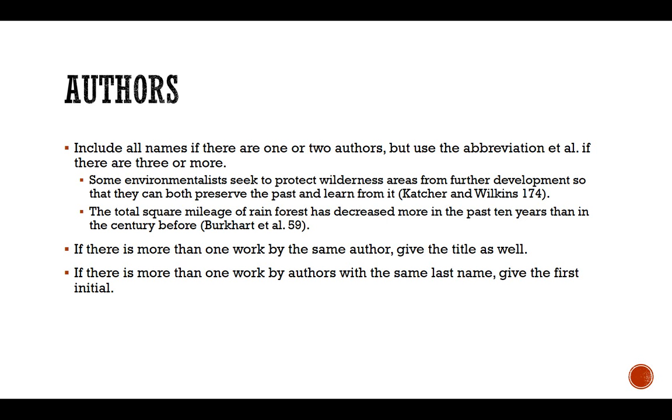If you have one or two authors, you include one or two names. So if you have two authors, it's name and name. If you have more than two, you can use the abbreviation et al, et space al period, and that just means and others. Now in your actual works cited entry, you will have a list of all the authors, even if it's 7 or 8 different names, but in your paper, you only name the first one.